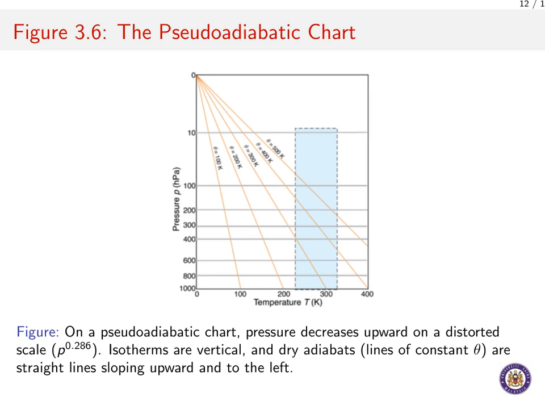While this chart is historically important, it has a practical limitation. When you plot actual atmospheric soundings, they tend to cluster within a very narrow range of angles, making it difficult to spot subtle but significant variations.